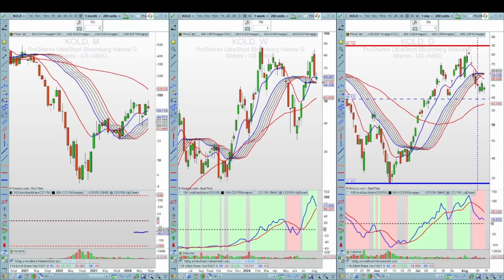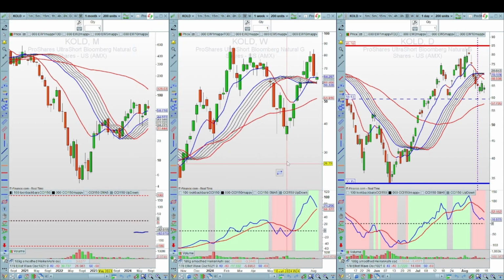Next we look at KOLD. Again, the CCI is not showing on the monthly, but it's broken up through the moving average range of the price chart. On the weekly, it's still bullish, although notice there's a big pullback towards the CCI moving average here. That's still bullish, but it may turn into a neutral or even a negative in the coming days. You can see the price is just hovering above that moving average range of the price chart.